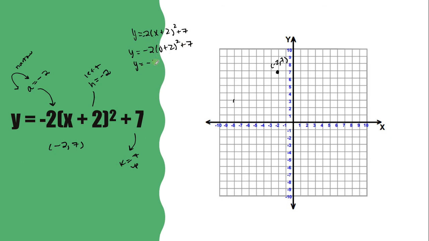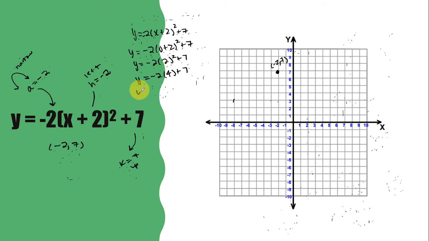So parentheses first, 0 plus 2 is 2. Exponent next, so -2 times 4 plus 7. Multiplication, -2 times 4 is -8. -8 plus 7 is -1. So I know I have a point, or a y-intercept, at (0, -1).